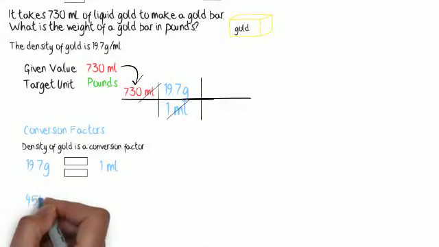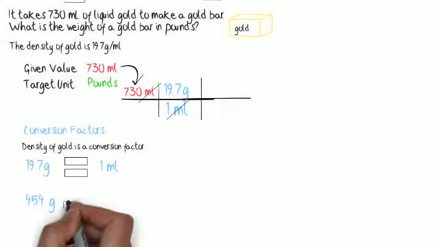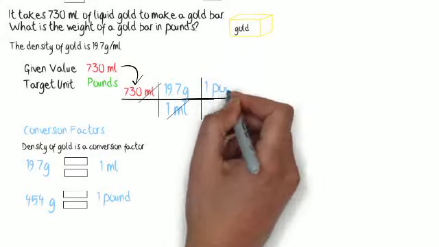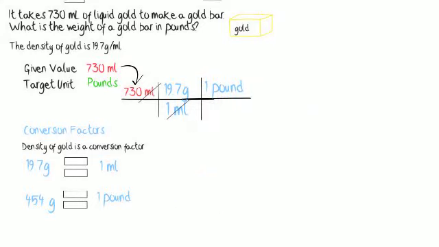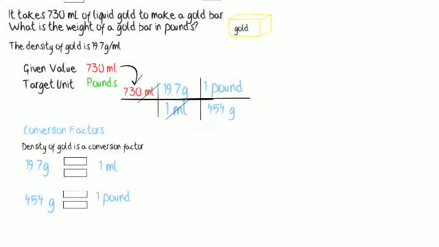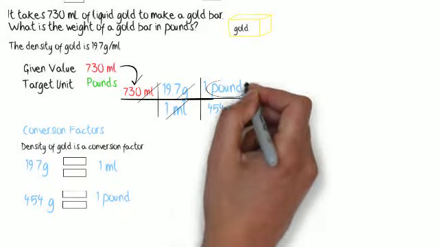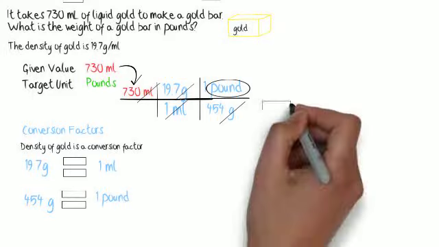Now, from the table of conversions that you have, 454 grams is 1 pound. So the 1 pound goes on top, the grams go on the bottom, 454. It allows us to cancel out the grams, and what we're left with is pounds, which is what we're trying to get to. So now we just have to solve it.